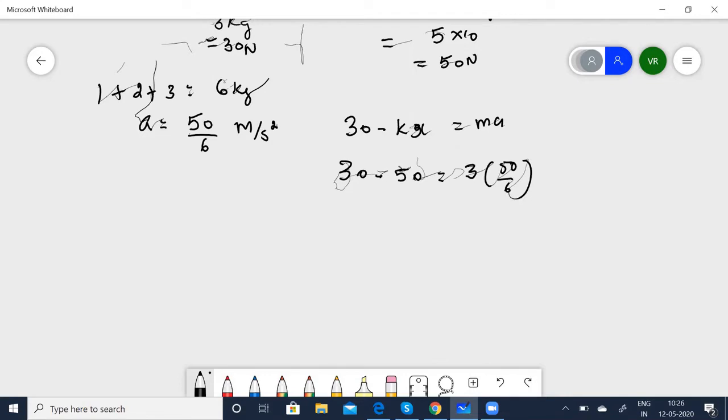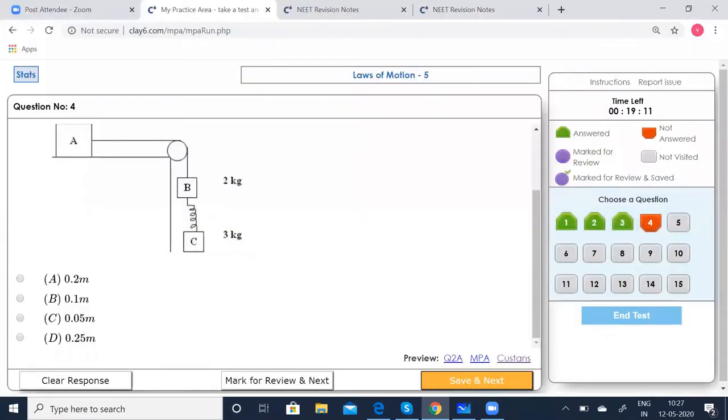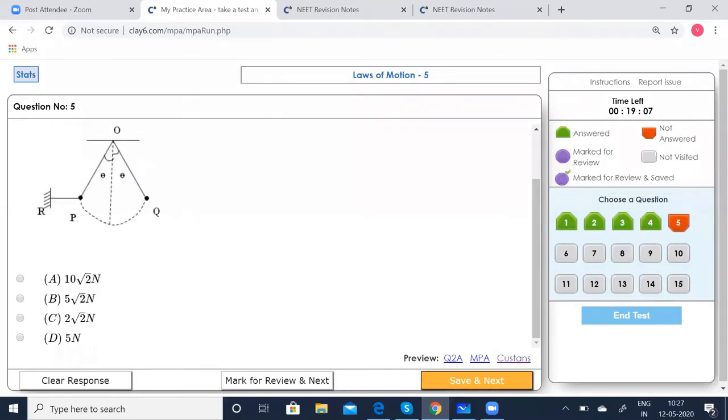Simplify this and you can see that kx is equal to 50x. So x is equal to 5 by 50, which is equal to 0.1. Let's see which option is correct. 0.1 meter. Yes. Pick that. Go to the next, the fifth one.